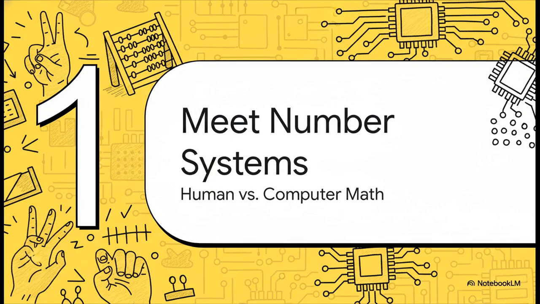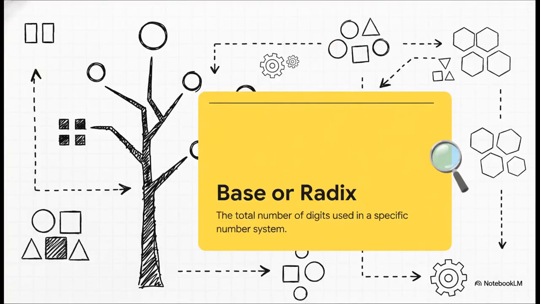All right, part one. Let's meet the cast of characters and understand the building blocks of human math versus computer math. Now, before we jump in, there's one golden rule you need to understand: the base, which is sometimes called the radix. The base just means the total number of unique digits that a specific number system is allowed to use. It's kind of like knowing the rules of a board game. Once you know the base, you know exactly how to play.